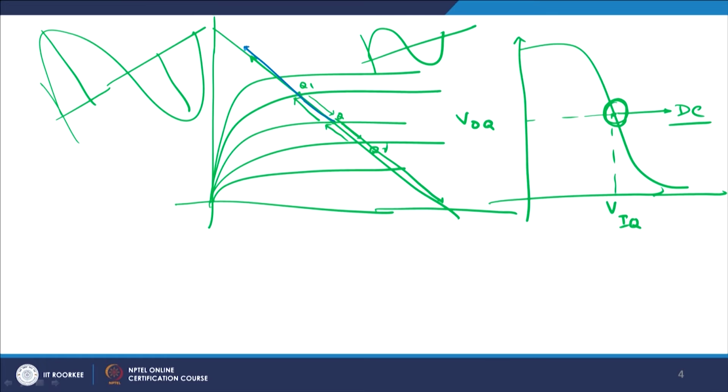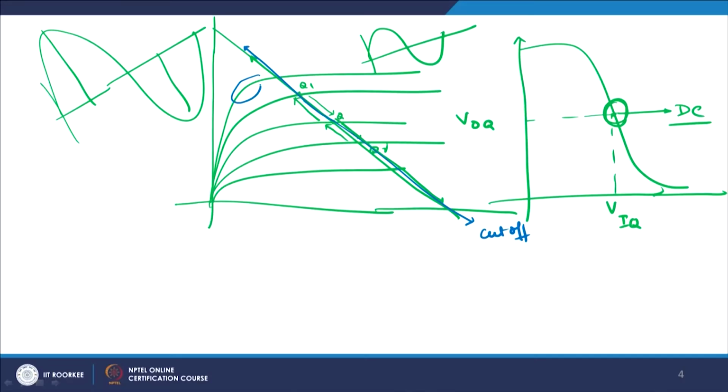Otherwise, you force the Q point to go into the triode region in this case, and in this case if you go down, into the cutoff region. Once you go to triode or cutoff, triode will ensure that you get non-linear amplification, which means gain becomes a function of your voltage. Please remember, you can see this is ID versus VDS. If you see here, the resistance is varying. If the resistance is varying, obviously your gain will vary, and as a result if you force your device to be in the triode region, you end up having a non-linear amplification.